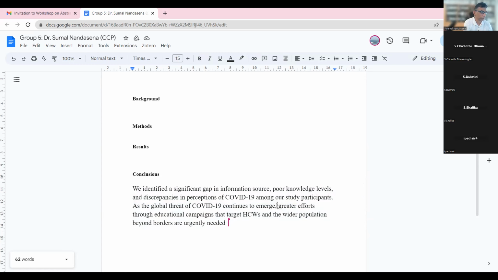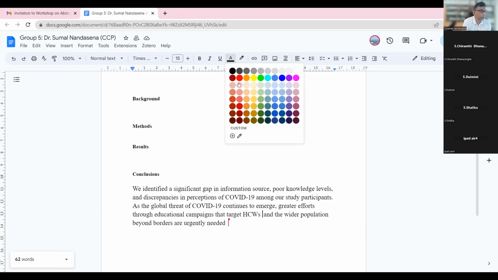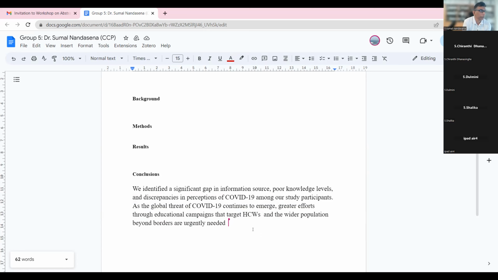Now we can make it short: educational campaigns that target healthcare workers are recommended or urgently needed. If you write something like that, we can reduce the number of words. So at the moment, we will keep it like this, and we will go and complete the background, methods and results. And if the number of words is higher, then we will think of reducing this particular sentence to something shorter. That is how we have to work on it. Okay.